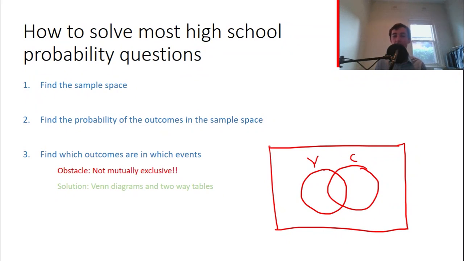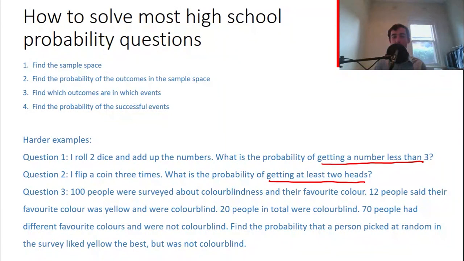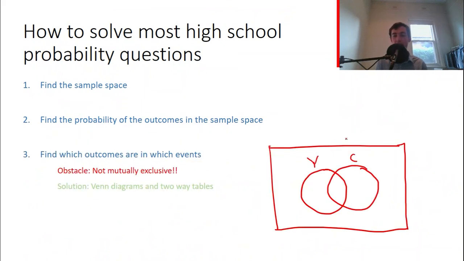And now if we want to find out which outcomes are in which events, what we do is we just read the question and see if we can fill in the sections. So 100 people were surveyed about color blindness and their favorite color. So that means we know there's 100 in the whole Venn diagram. 12 people said their favorite color was yellow and they were colorblind. So that means they're in the yellow event and they're also in the colorblind event. So where's the section where they're in both? That's here in the middle. So that's 12.